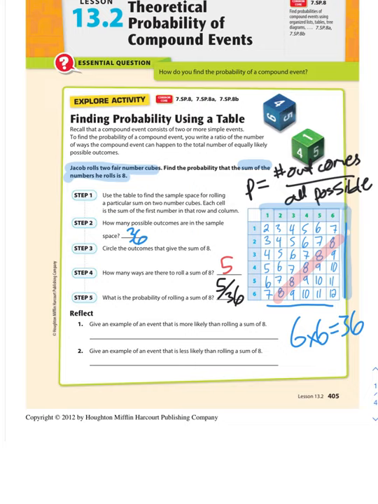And let's reflect on this just a little bit. Give an example of an event that is more likely than rolling a sum of 8. Well, if we look at our sample space and our possible sums, it looks like a 2 and a 12 are pretty unlikely. There's only one event where that's going to happen. But look at all these 7s. There's 6 7s. So rolling a 7 is more likely than rolling a sum of 8. And then give an example of an event that is less likely than rolling a sum of 8. Well, we did that. Anything over here is less likely than rolling a sum of 8 because there are less outcomes that fit that description.